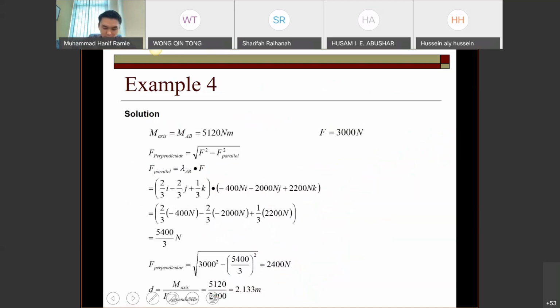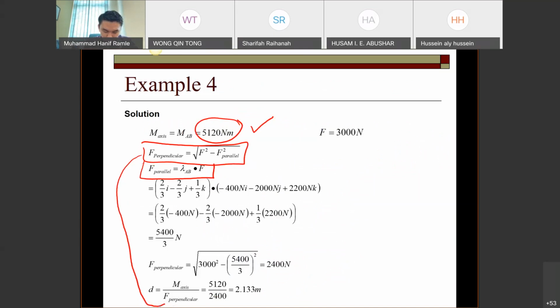The idea is that you have to find M, which you already got from the previous example. Then you have to find F perpendicular using this equation, and then you have to find F parallel using this equation. Once you have the perpendicular force, you can substitute into this equation.